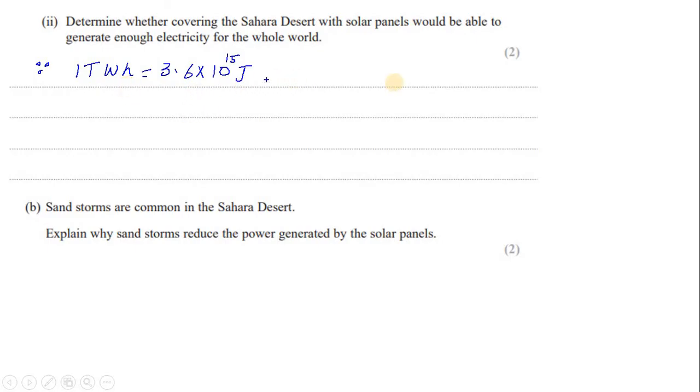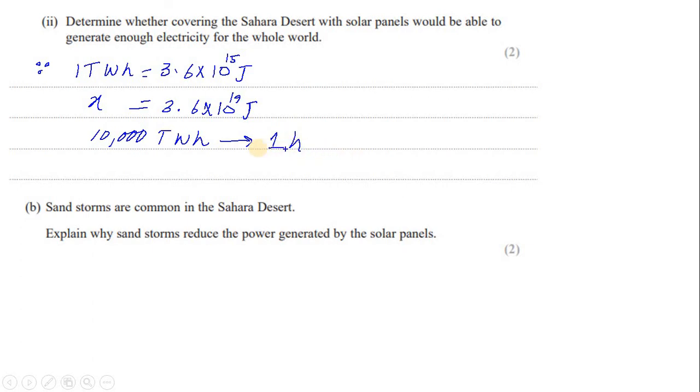So how much energy did we calculate from Sahara Desert in 1 hour? We calculated energy is 3.6 × 10^19 joule. So how much energy is produced? You just cross multiply. When you cross multiply, you will find that it will be 10,000 or 10^4 terawatt hour. So this is energy produced just in 1 hour.